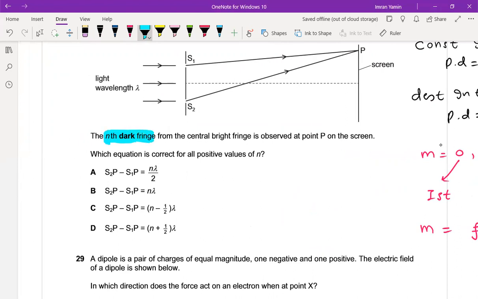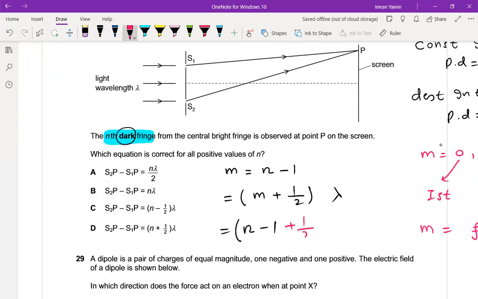If we are studying the nth dark fringe, then the value of m is equal to fringe number n minus 1. And for destructive interference, because it is a dark fringe, the path difference formula is m plus half lambda. If you replace m with n minus 1, plus half, times lambda, and then simplify, you will get this answer. Answer C, n minus half lambda.